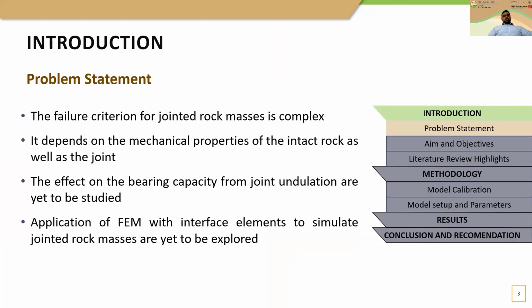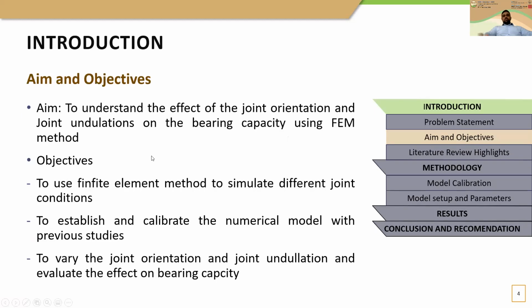Jumping into the problem statement, the failure criteria of jointed rock mass is quite complex, and it depends on the mechanical properties of the intact rock as well as the joint. The effects on a shallow foundation placed on this jointed rock mass, due to the undulations of the joints, are yet to be studied. Finite element methods have been developed to incorporate interface elements to consider these discontinuities, and the effect of these undulations using interface elements has yet to be explored.